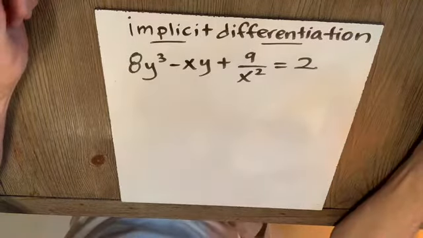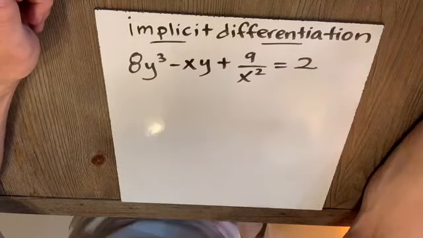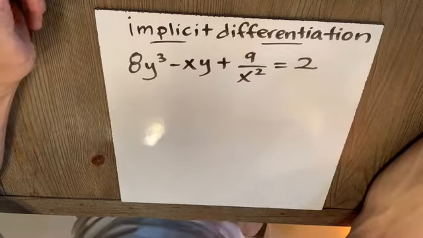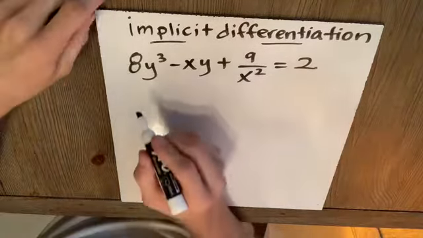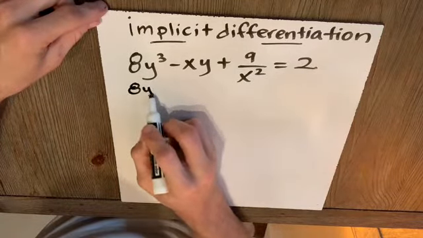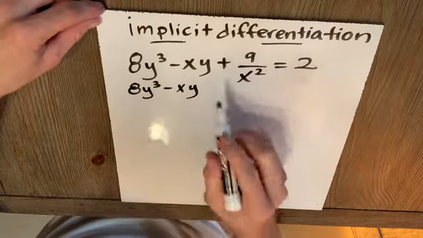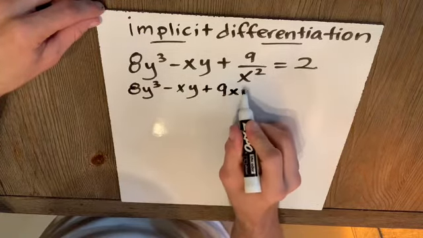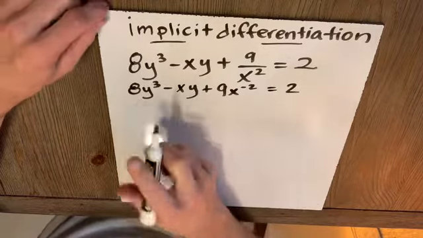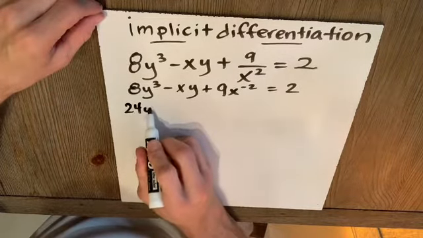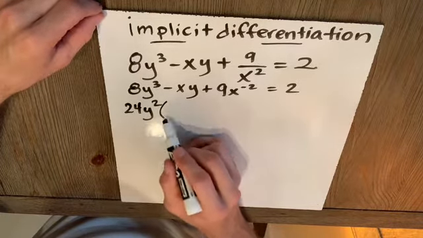Here is a difficult problem because we're asked to use the product rule. And at first blush, we might think also the quotient rule, but it's not necessarily the case. I would write this as 8y cubed minus x times y, I'm going to have to use the product rule, plus 9x to the negative 2 equals 2. So now when I take the derivative, multiply and subtract, 24y squared. Remember, we're treating this with the chain rule as well.